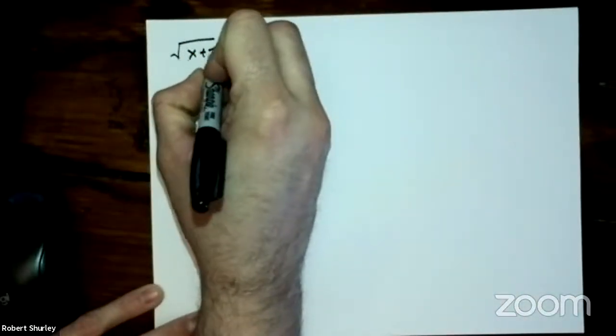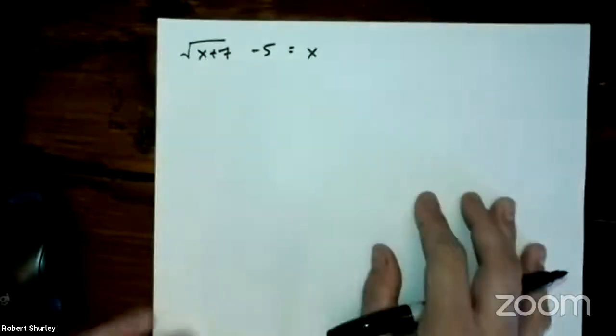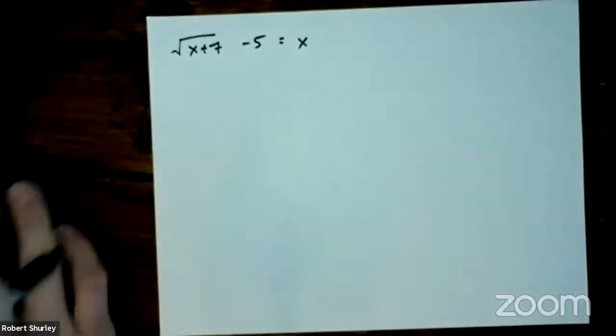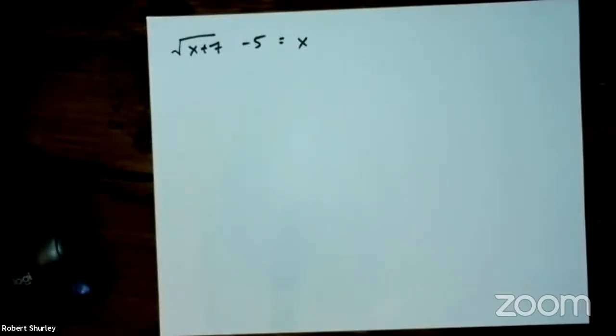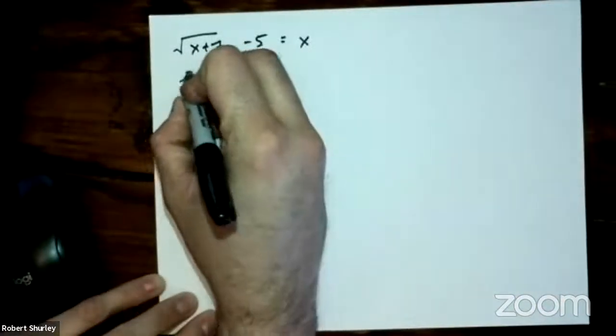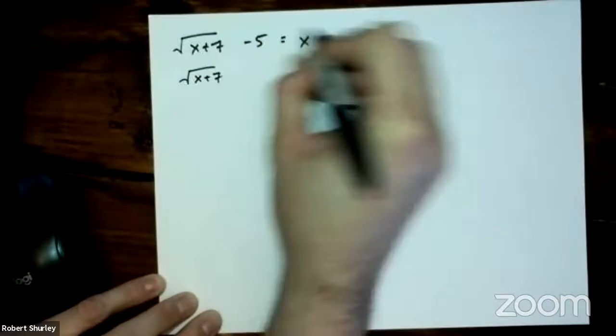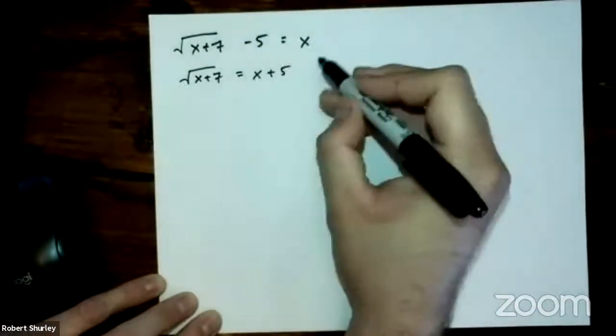So the square root of x plus 7, minus 5, equals x. Okay, we'll see what happens when we do this. If it doesn't work, if we get a crazy answer, that's fine. But I'm going to show you at least the process of how to do it. So again, we're going to isolate the radical. So we wind up with the square root of x plus 7, add the 5 over. So you get x plus 5, right? When you move the 5 over.